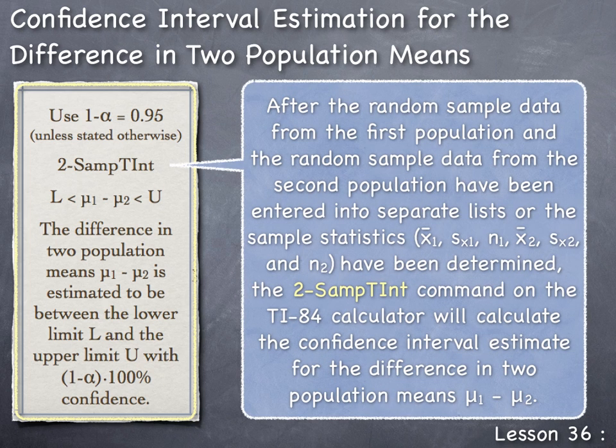Now, after the random sample data from the first population and the random sample data from the second population have been entered into separate lists, or the sample statistics, x bar 1, sx1, n1, and x bar 2, sx2, and n2 have been determined, the 2-SampTInt command on the TI-84 calculator will calculate the confidence interval estimate for the difference in two population means, mu1 minus mu2.